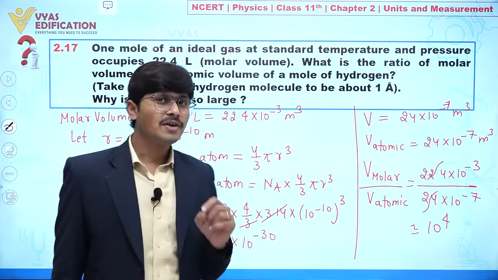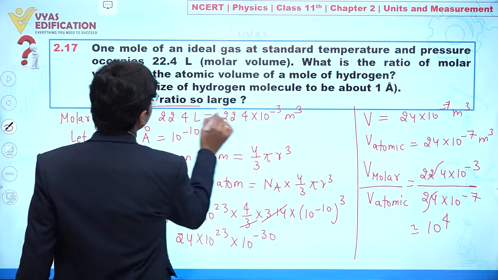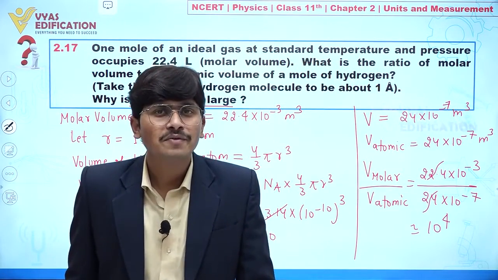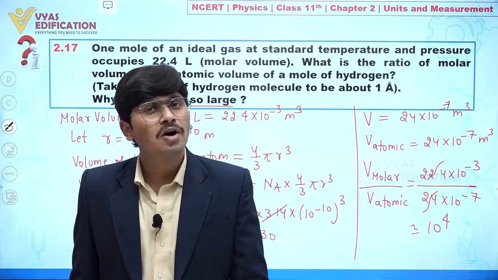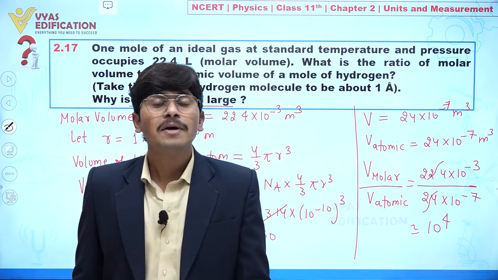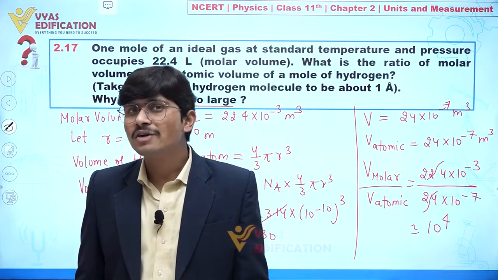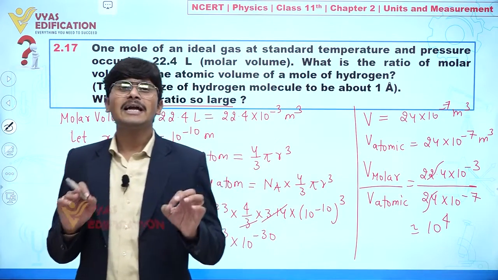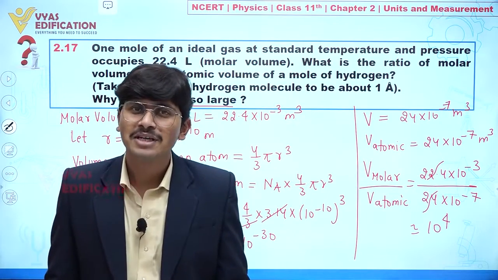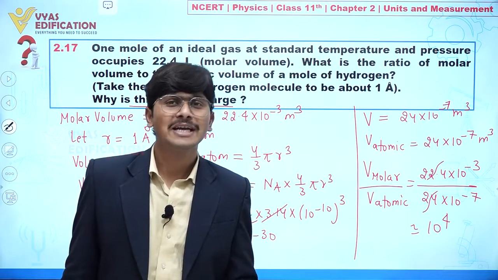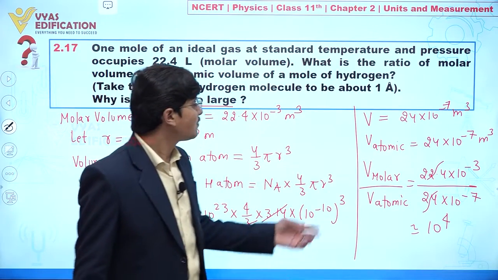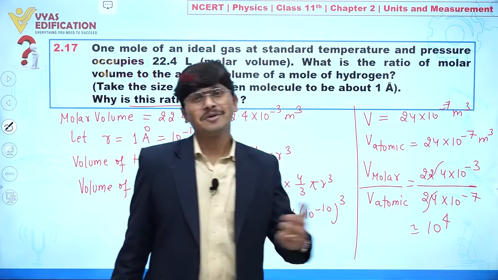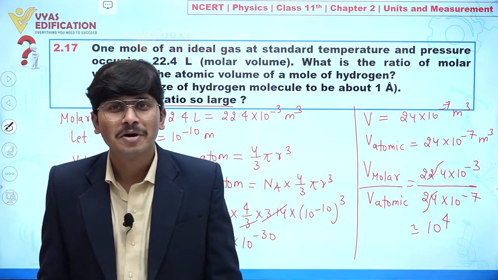Now we have to find why this ratio is so large. Actually we know atomic volume is related to the volume of the hydrogen atom itself. But in molar volume, the interatomic spacing between two atoms is very large compared to the size of an atom. That's why we get molar volume as 10 to the power 4 times the atomic volume. So this is all about this question.